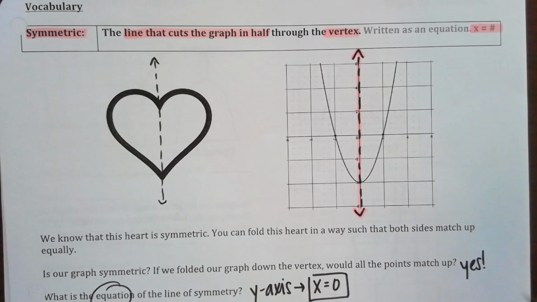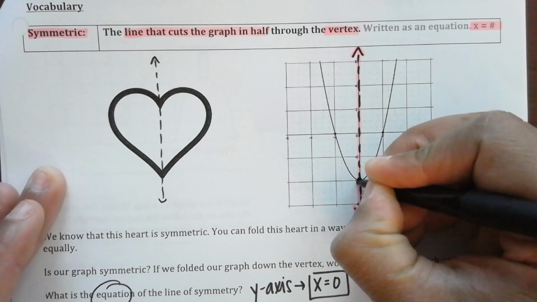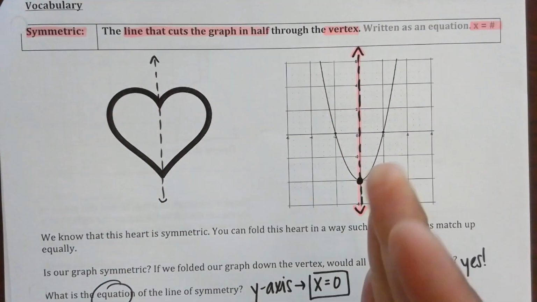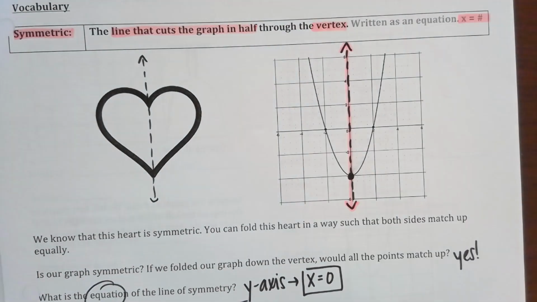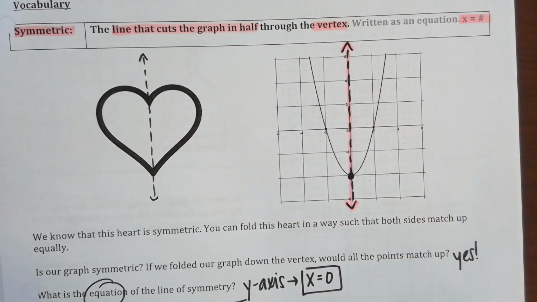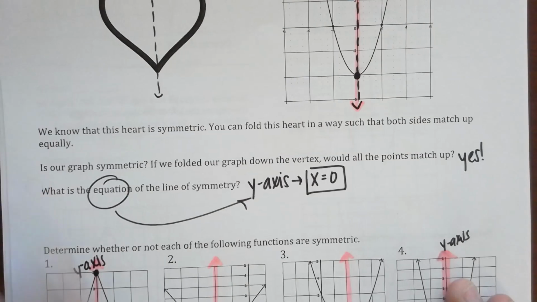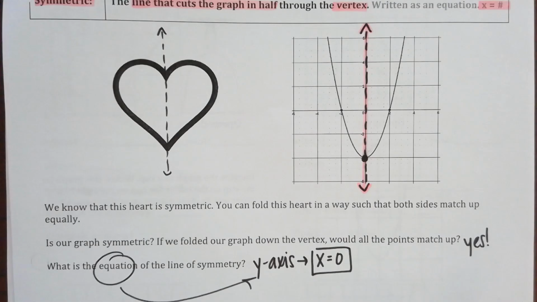At a vertex. My vertex was right here in the middle at 0, -4. So, that's the x value that it cut it in half. It was at x equals 0. That's what these bottom 3 questions talk about. Any questions here?